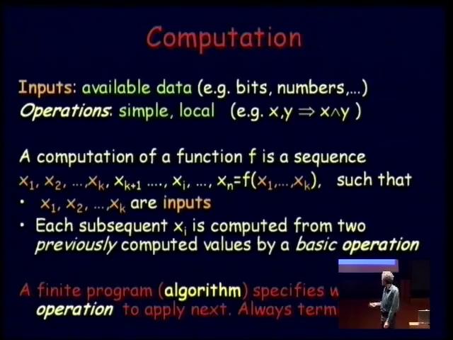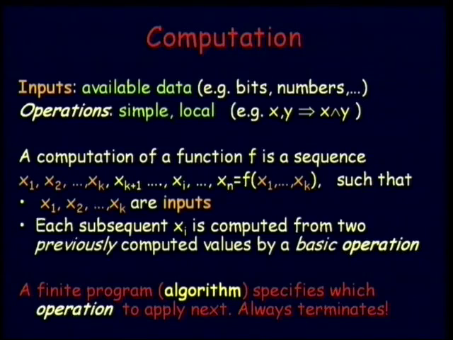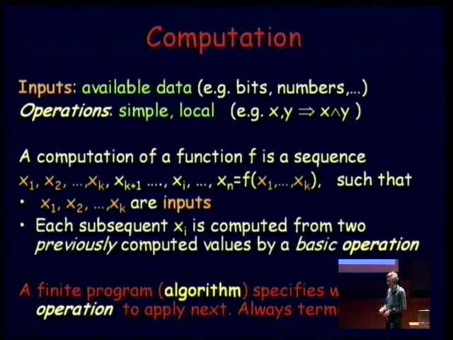A new concept, certainly a century old, not much more, is that of computation. It's, of course, much, much older than that, but its formalization is new. But notice that it looks very similar. It has two ingredients. One is inputs, which is available data. This can be numbers or bits or contents of data like this atomic content. And then you have operations, which are simple and local, that allow you to combine. You can take logical composition, or you can add two numbers, something basic like that. These are operations.